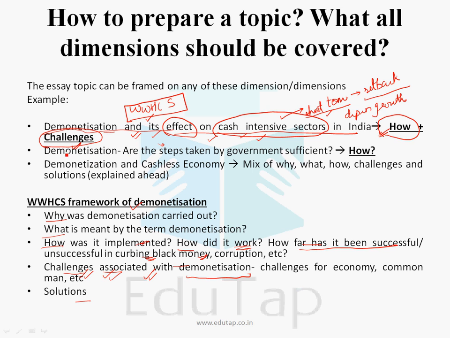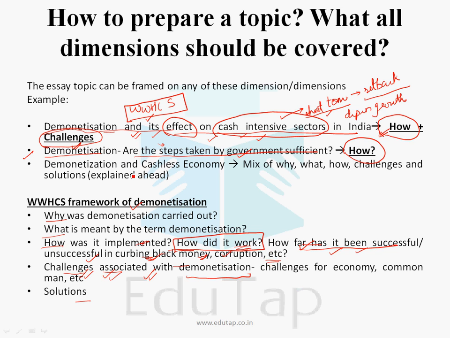Let us take another essay topic. Second topic: demonetization, are the steps taken by the government sufficient? Again, this topic is directly pointing you towards the how of the topic. It is directly related to the question: how did demonetization work, how far has it been successful? Because the steps taken by the government are directly linked with how far it has been successful or unsuccessful in curbing black money, corruption, terrorist financing, etc.